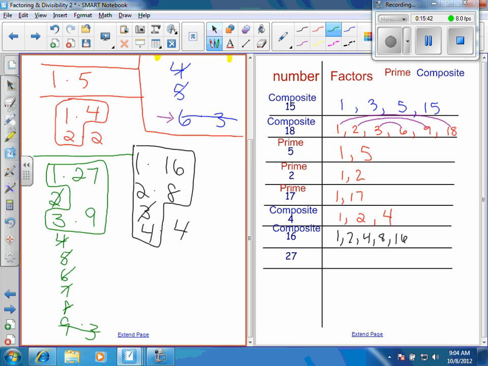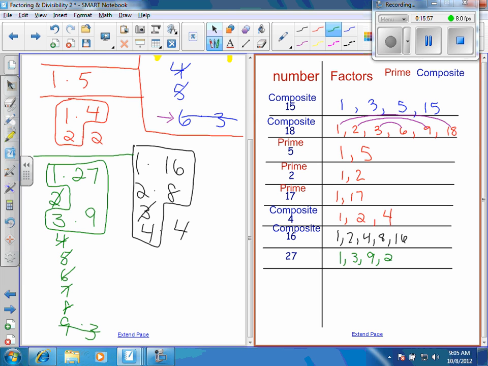Do you see what I'm doing, you guys? I'm trying to be really systematic, so once you see the same number twice, you've found everything. So Eric, what are the factors of 27 then? 1, 3, 9, and 27. So is it prime or composite, Eric? Composite. Okay. So that's part of your work today, is deciding if a number is prime or composite.